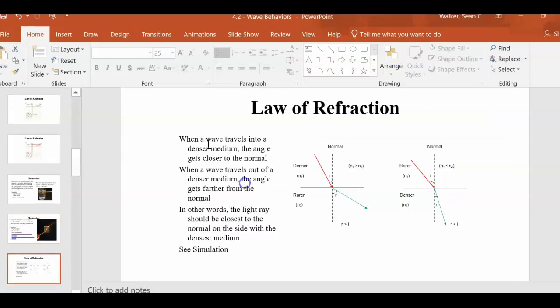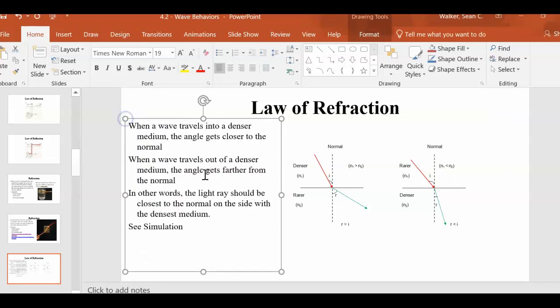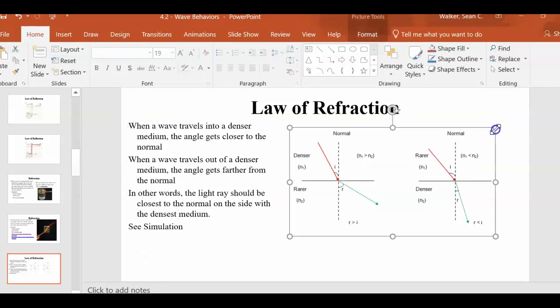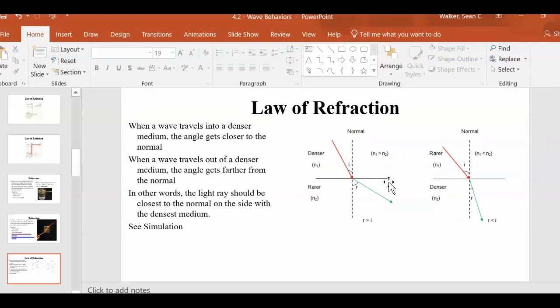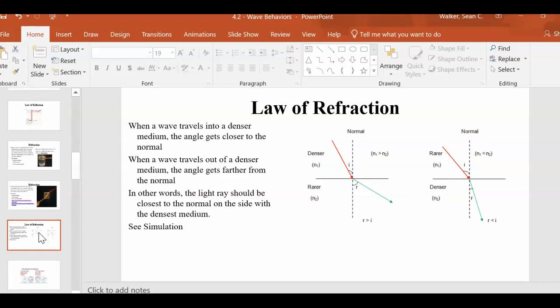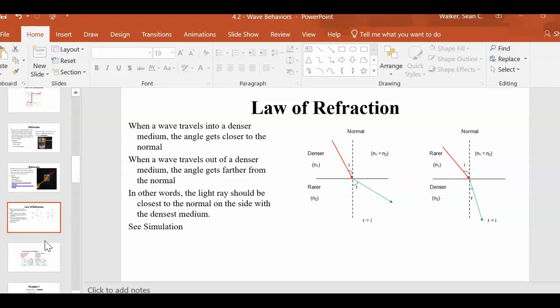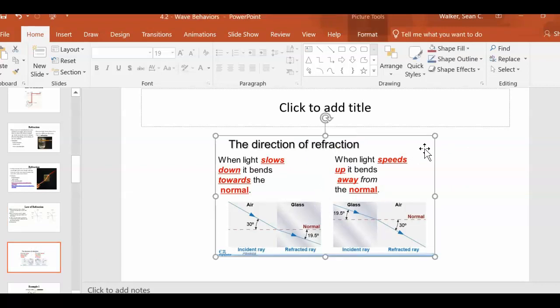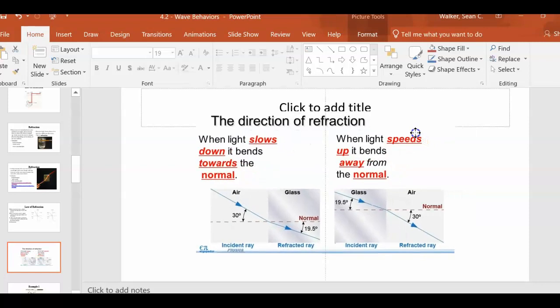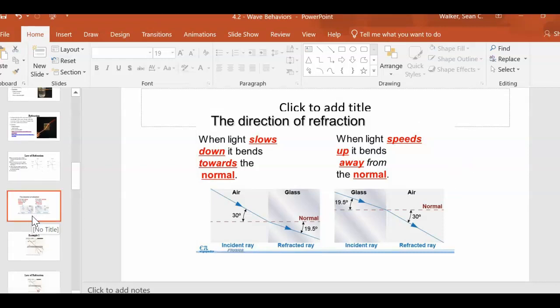And then this slide basically talks about everything I just said. If you want to add that to your notes, you can do that. If you want to just look at this picture, it shows you how it should be, going from more dense to less dense, and vice versa. Even though we're talking about light, that's just a specific example. Everything we're talking about applies to any type of wave. It's just that light is the most common example of refraction. If you look at this picture here, it's basically the exact same information. Pause it there if you need to look at that some more, and then we can do a couple quick examples.